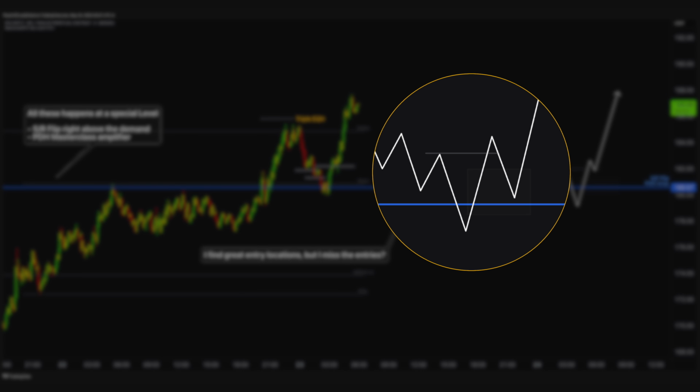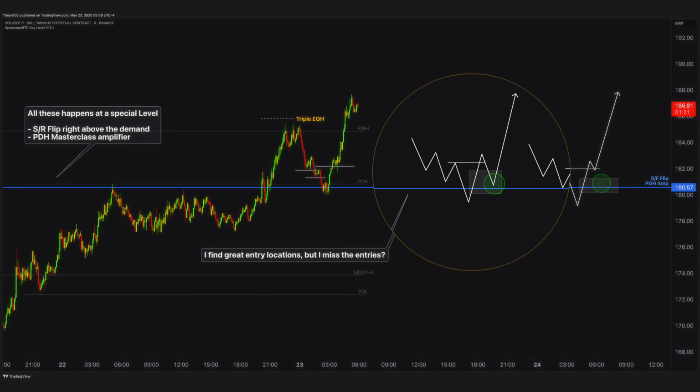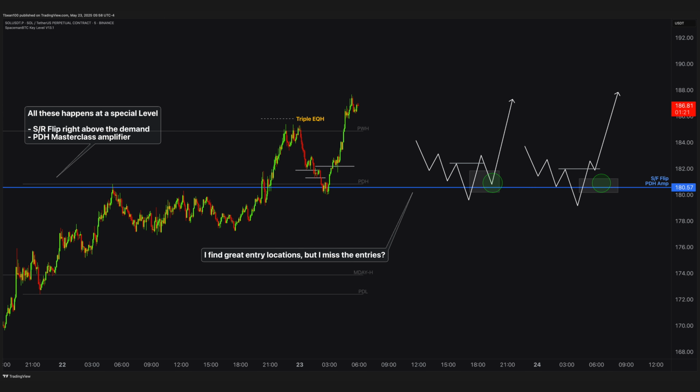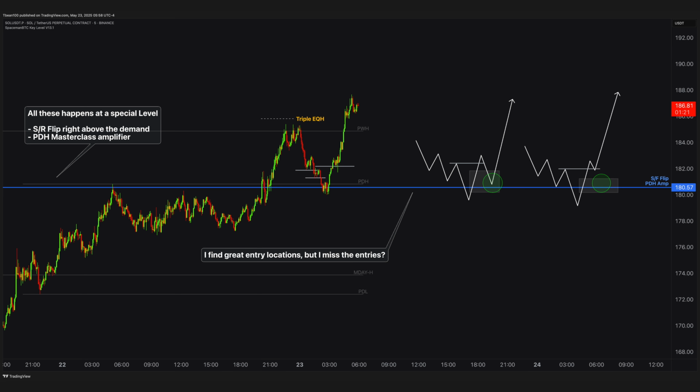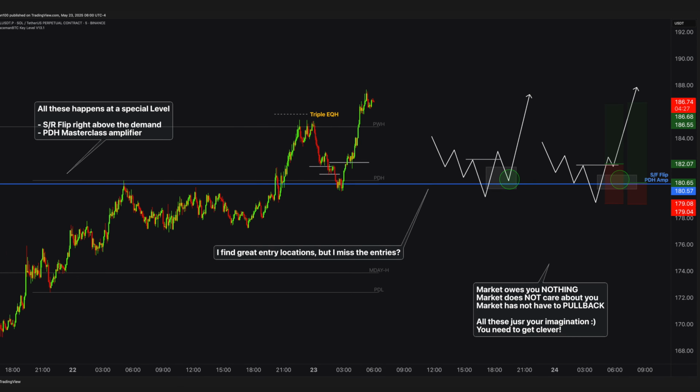In this example, our classic entry happens with MSB and imbalance pullback entry. But what if the price never pulls back? Then what? Because you always think this way. The market will always pull back after an MSB. However, that is just a dream. First of all, market owes you nothing. Market does not care about you, and market certainly does not have to pull back. All these are just your imagination. Then what can you do? You just need to get clever and be much smarter. This is where you shine.